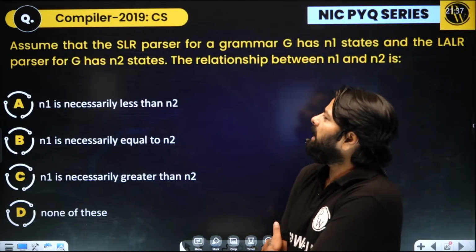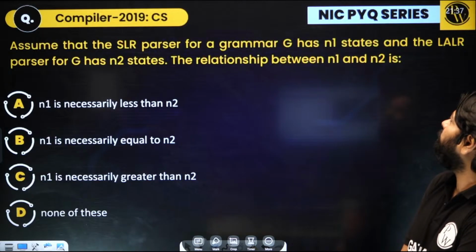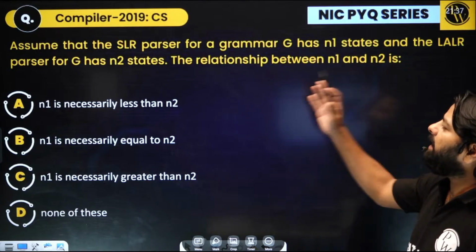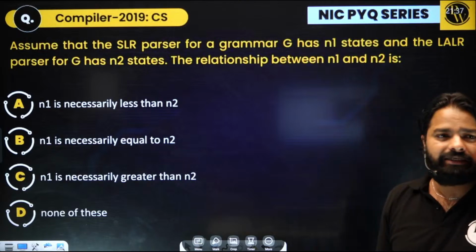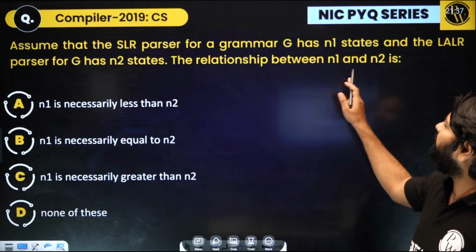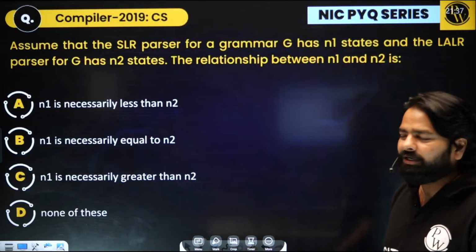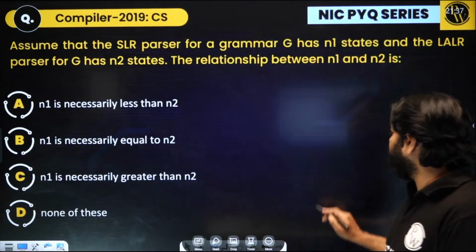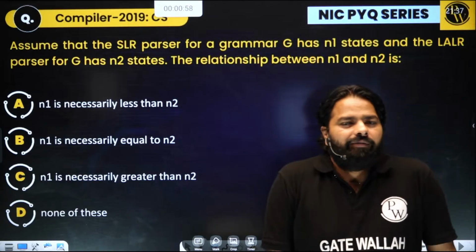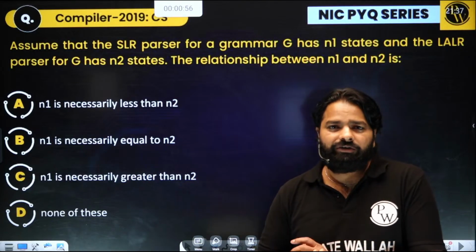Assume that the SLR parser for a grammar G has N1 states, and the LALR(1) parser for G has N2 states. What is the relation between N1 and N2? You just need to understand. I'll give a relation, so if you know, just answer it quickly. It was a GATE question which was there already.